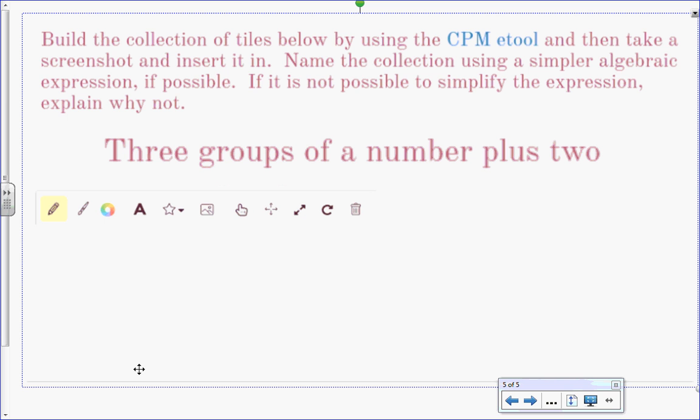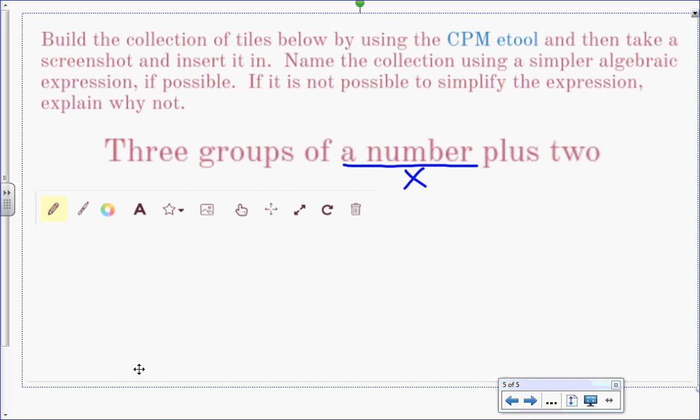It says same instructions. You're going to build the tiles using the tool. Okay, name it simplified if you can. Okay, this example is in words instead of an expression. It says 3 groups of a number plus 2. Anytime we have a number, that's going to be representing x. So we want 3 groups of x plus 2.